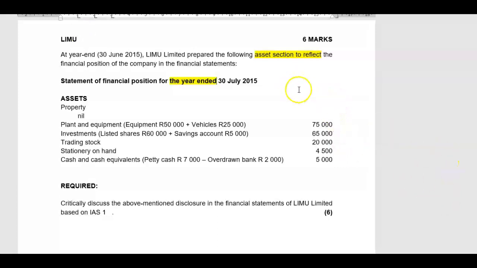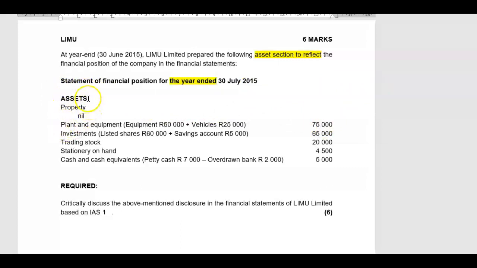Then I should have had 2015 Rand, 2014 Rand. So the first thing that's wrong is that there's no indication of which year these figures belong to. Number 2, there's no comparative figures. Number 3, the currency denomination has not been indicated, and obviously the rounding has not been indicated. Then we get to the asset side.